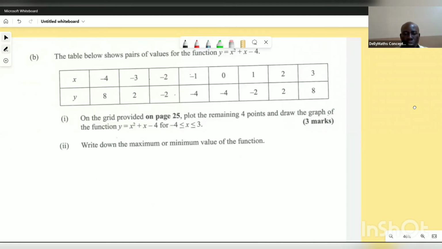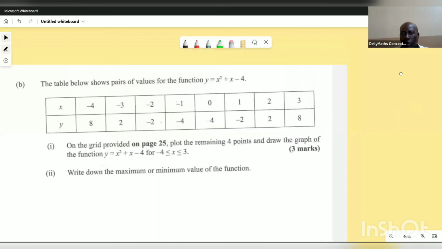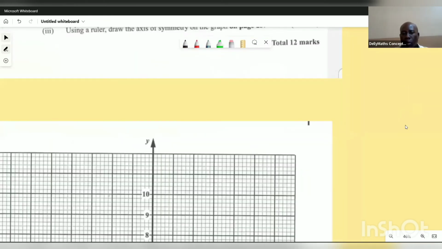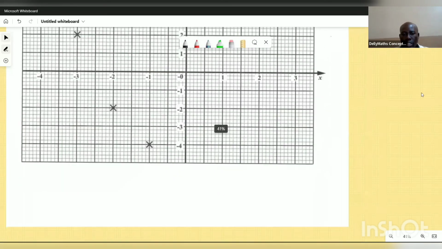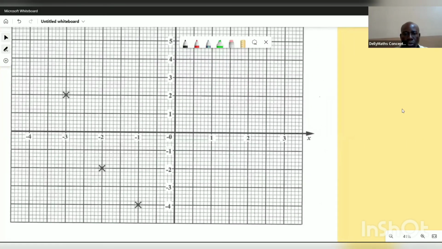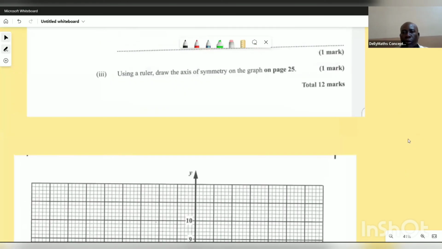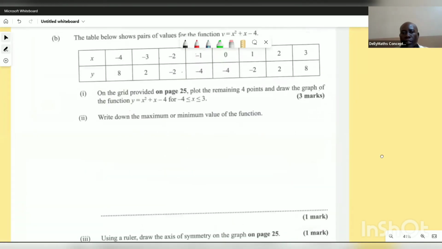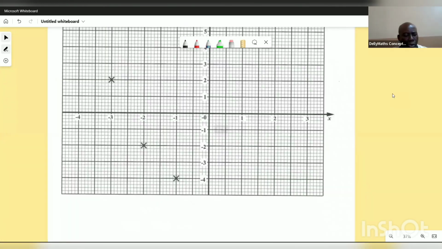Okay, so we're going to plot the points, and then we do what they want us to do. So which points are we to plot? We need to plot 0, 1, 2, 3. So we're plotting from 0. Let me see what 0 goes with. 0 goes with -4 right here. So we have that point to plot there.